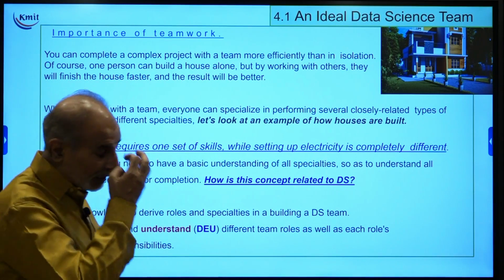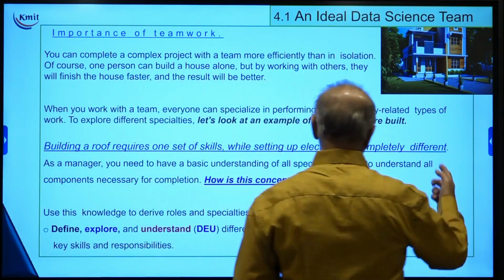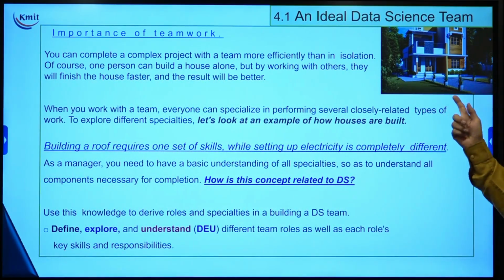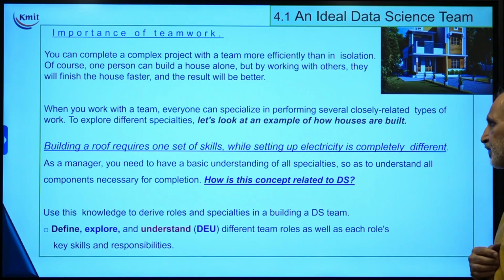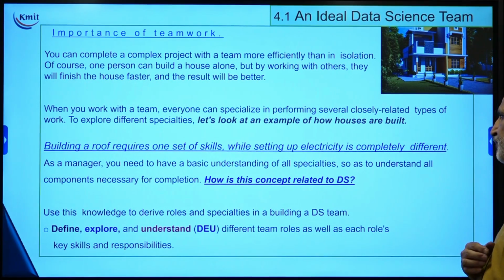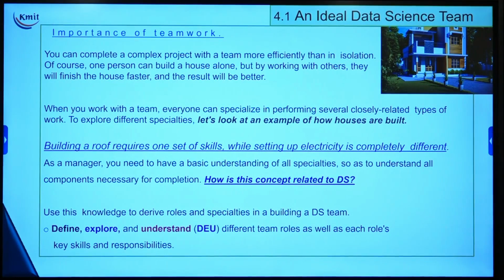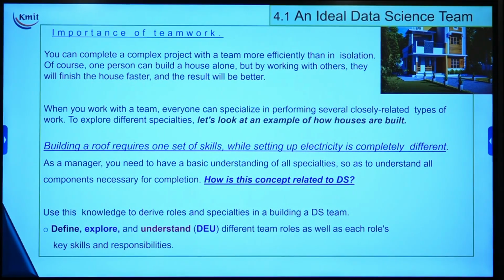So, naturally I require a diversified set of people who are able to finish my house. The same way, I require in a data science team different kinds of people who have different capabilities or abilities to perform differently. So, when you work in a team, everyone can specialize in performing several closely related types of tasks.